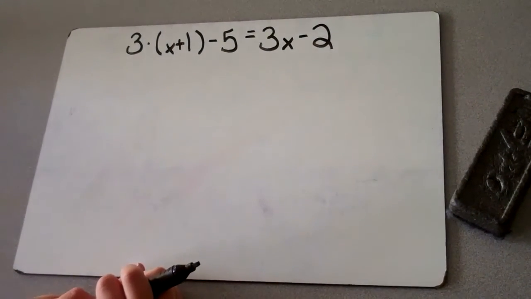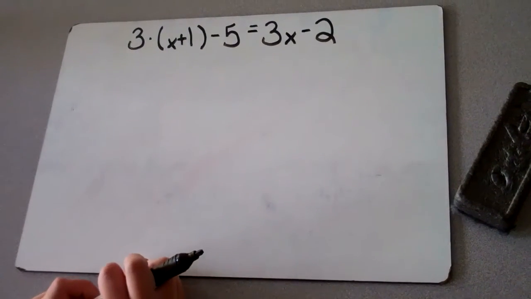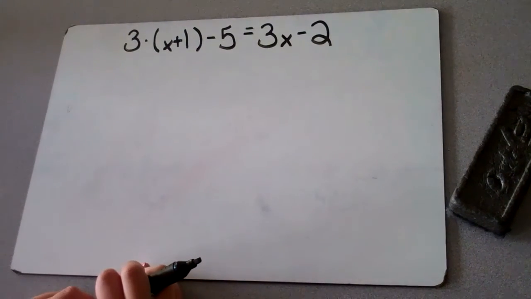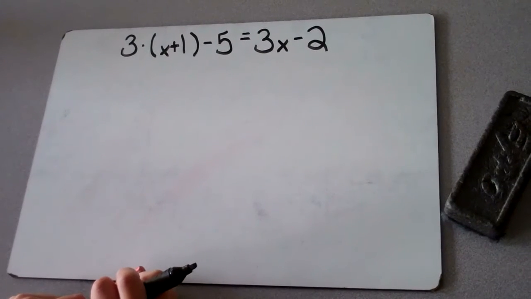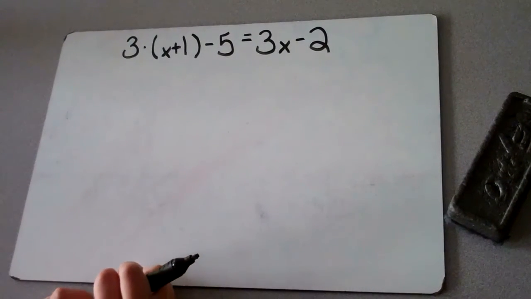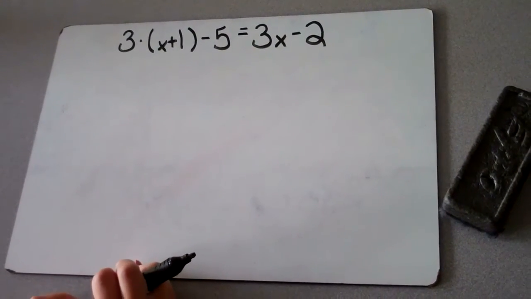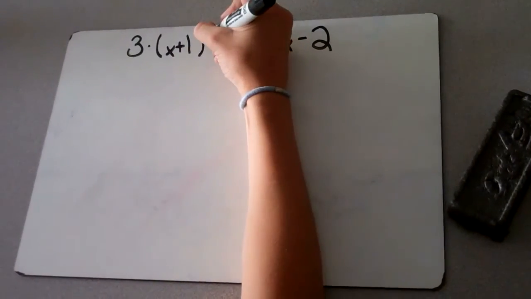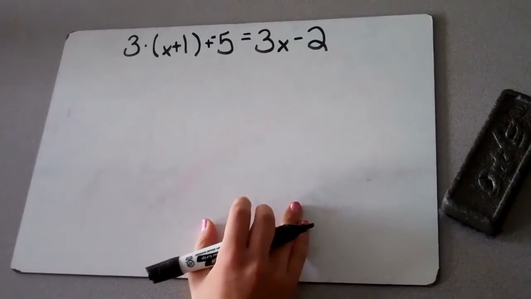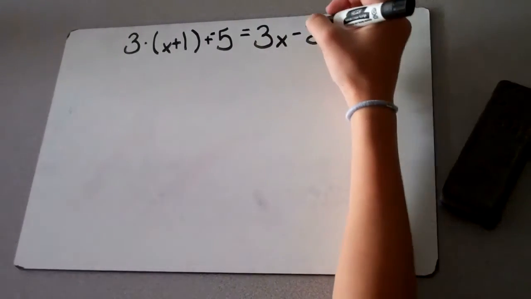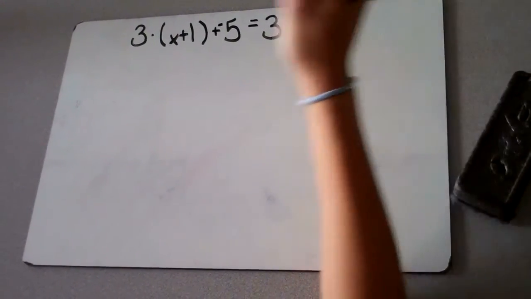To start, you always want to simplify the equation as much as you can to make it easier to solve. You can simplify by adding like terms, distributing, or adding the opposite. In this equation, we can change minus 5 to plus negative 5 because there is no subtraction in algebra, and we can also change minus 2 to plus negative 2.